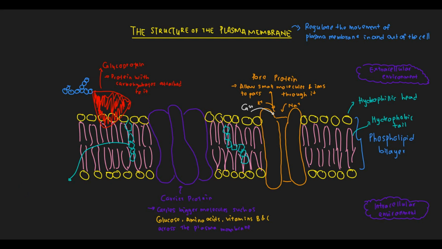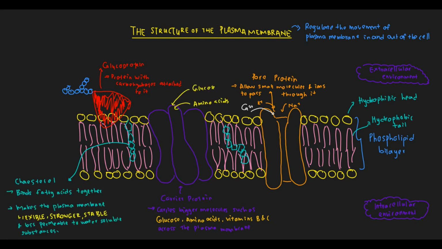Last but not least, we have cholesterol. The green structure that I drew over here is cholesterol. And the main function of the cholesterol is to bind the fatty acids together, and it makes the plasma membrane more flexible, stable, stronger, and less permeable to water-soluble substances such as ions.